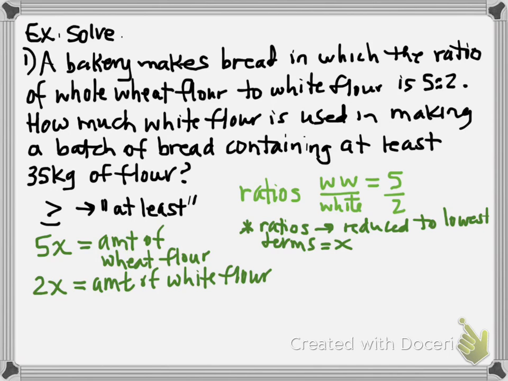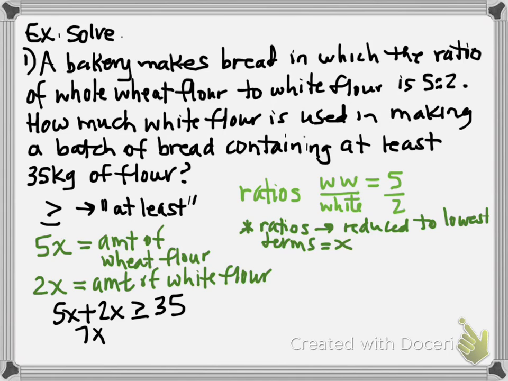Okay? So, how do you think I'm going to set up the equation or inequality for this particular problem that's going to demonstrate making a batch of bread containing at least 35 kilograms of flour? Okay? Molly, what do you think? 5x plus 2x equals 35. Ooh, careful. Equals? Is greater than or equal to. Very good. The 35 represents both flours mixed together. 5x represents the amount of the whole wheat flour, and the 2x represents the amount of the white flour. So then we just go ahead and solve this.